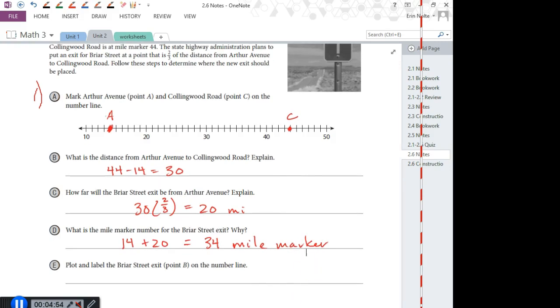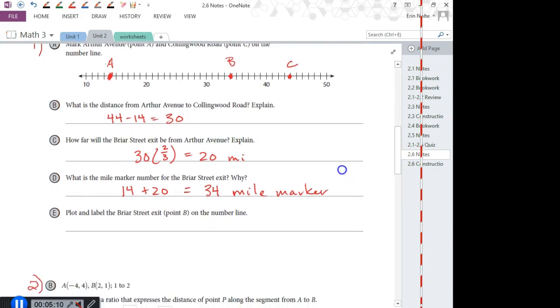Okay, and it says plot it. Okay. 1, 2, 3, 4. So what do you think? Does that look like a distance of 2/3? Yeah. Looks pretty good. Okay. So that's pretty easy, right?